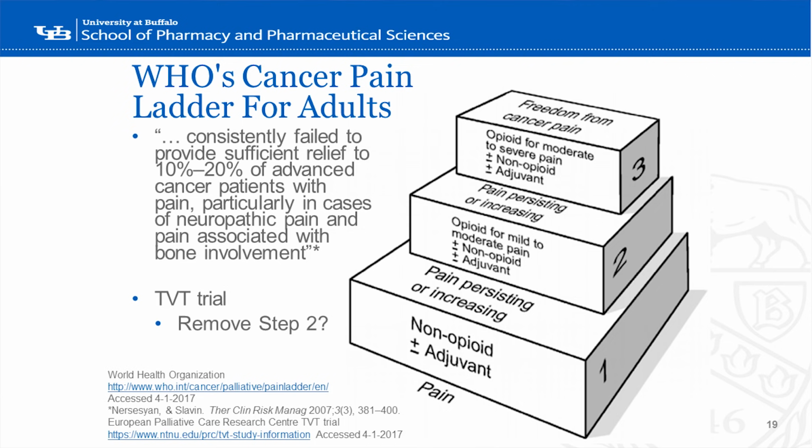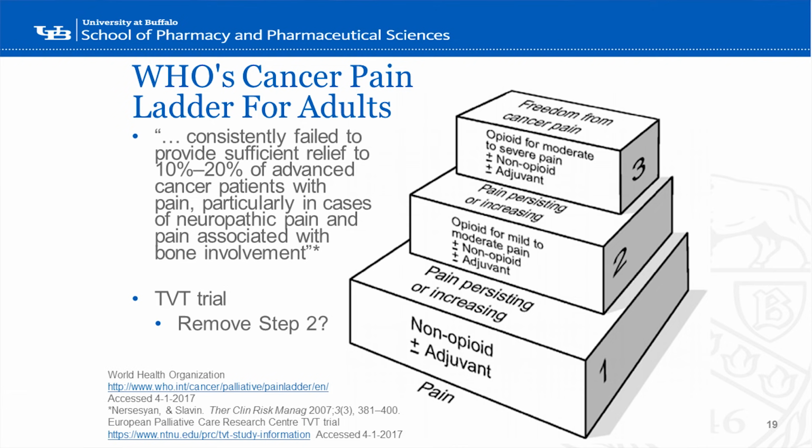Oftentimes, although it's stated that an adjuvant is added, those are often missed, and those adjuvants would be those medications directed towards neuropathic pain or pain associated with bone involvement. And presently in Europe, there's the TVT trial, where they're actually looking at this ladder and removing step 2 from it. And I point this out because many times patients come to us with cancer pain, and step 2 really doesn't help us at all, and we often progress to step 3 right away.